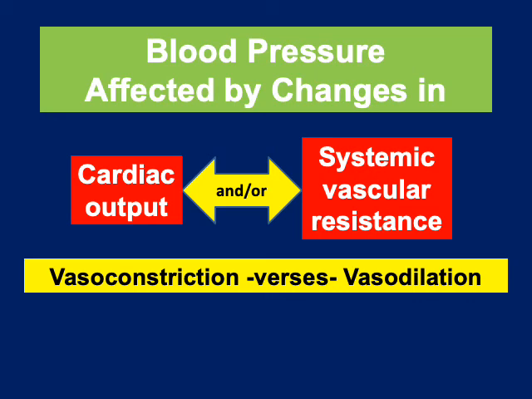So you have a situation where if you have smaller blood vessels caused by vasoconstriction for one reason or another, or you have vasodilation, it's going to affect your blood pressure. If you have vasoconstriction, it's going to increase your blood pressure. If you have vasodilation, it's going to decrease your blood pressure because it makes the vessels larger.